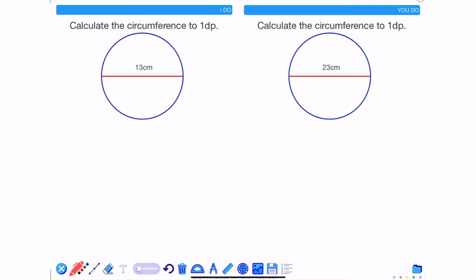In this video, we're going to be learning how to calculate the circumference of a circle. The circumference of a circle is the distance all the way around the outside of the circle. It is the perimeter of a circle.